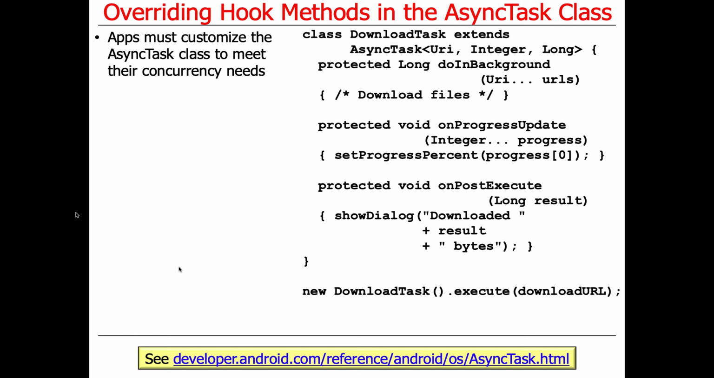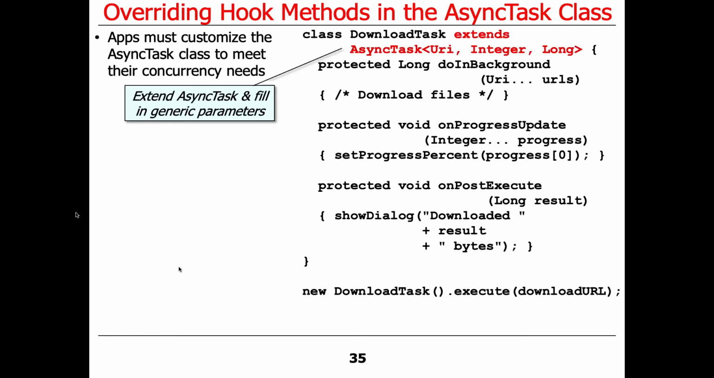Here's a very simple example just to illustrate how this could work. So we're going to have a download task that extends AsyncTask, and you can see it's going to be given a uniform resource identifier, a URI, as its first type. That's the params type. That's what's going to get passed to doInBackground. You pass in the integer to indicate what gets passed back to the user interface thread as we call publish progress. And there's a long, which is the result type of this thing.